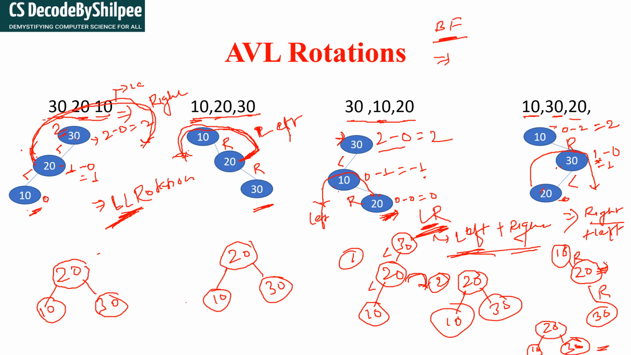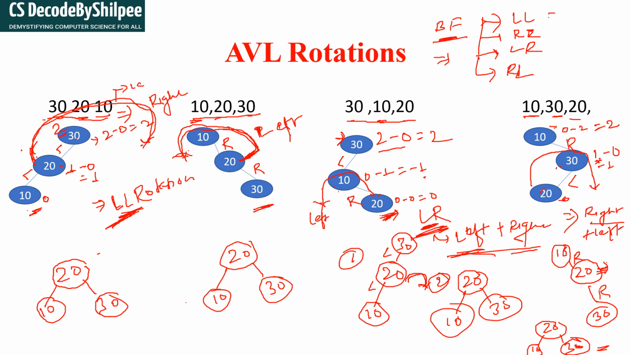So this is all about the LL problem, RR problem, LR problem, and RL problem. These are also called the types of rotation in the AVL tree. So there are 4 types of rotation: one is LL, another is RR, then LR, and the next one is RL.